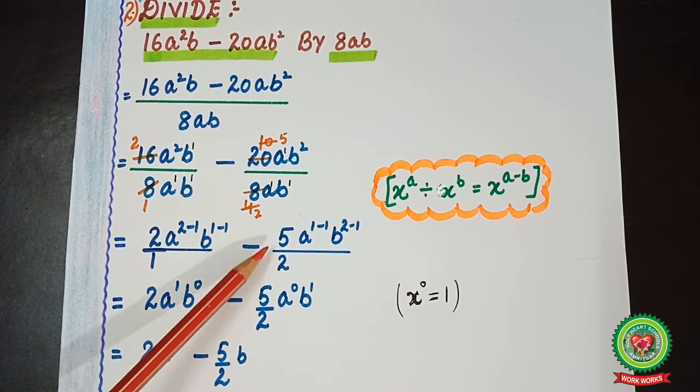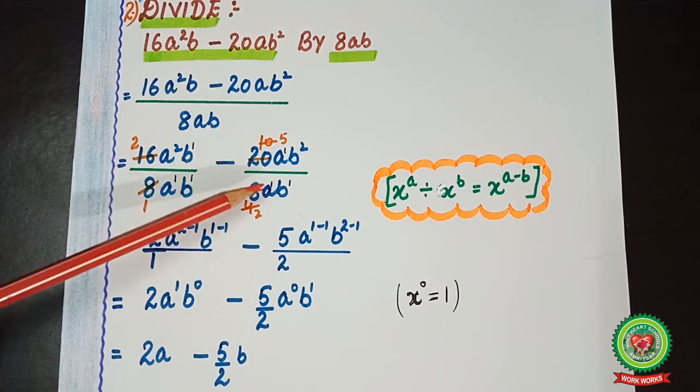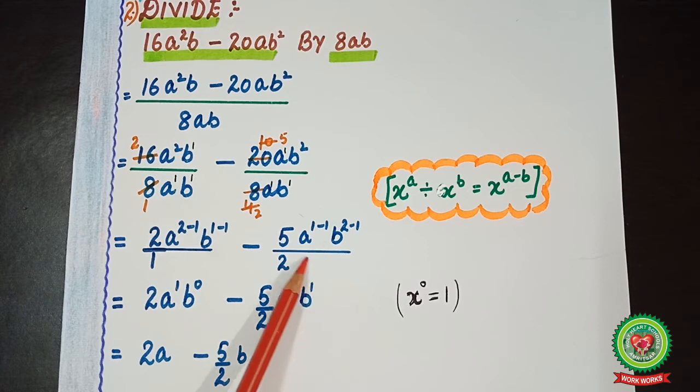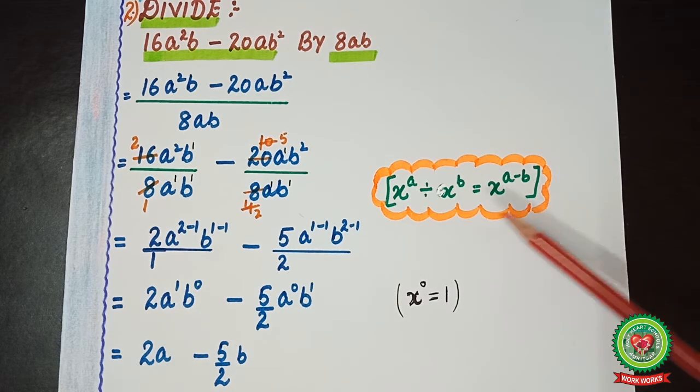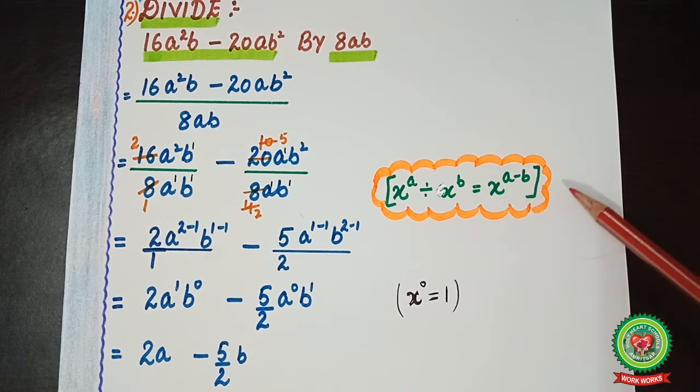So you have to write here as it is 5 upon 2, a raised to power nothing, again a raised to power 1, and again a raised to power 1. So you have to write a raised to power 1 minus 1, b raised to power 2 minus 1, right? Now I am using this law, that is x raised to power a divided by x raised to power b is equal to x raised to power a minus b. So we have to write side by side the laws whichever we are using in the given statement, right?